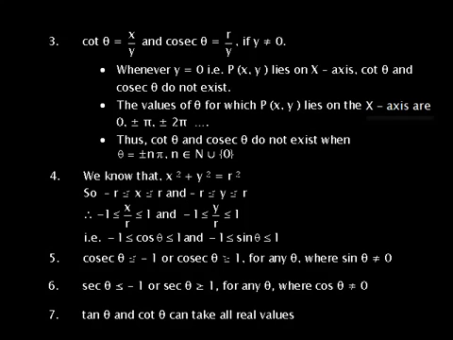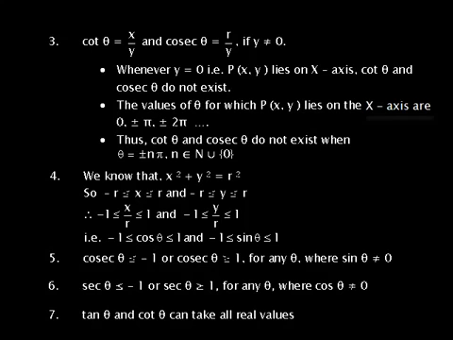We know that x square plus y square equal to r square. So minus r less than or equal to x less than or equal to r and minus r less than or equal to y less than or equal to r. Therefore, minus 1 less than or equal to x upon r less than or equal to 1 and minus 1 less than or equal to y upon r less than or equal to 1.